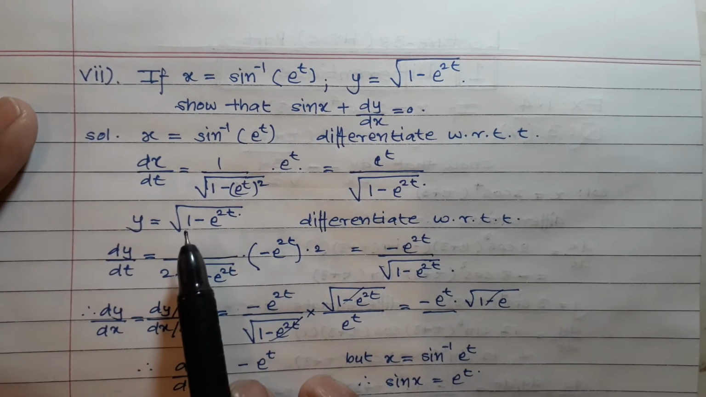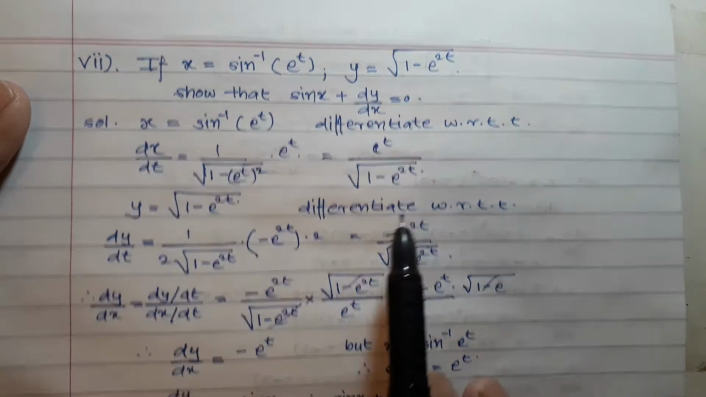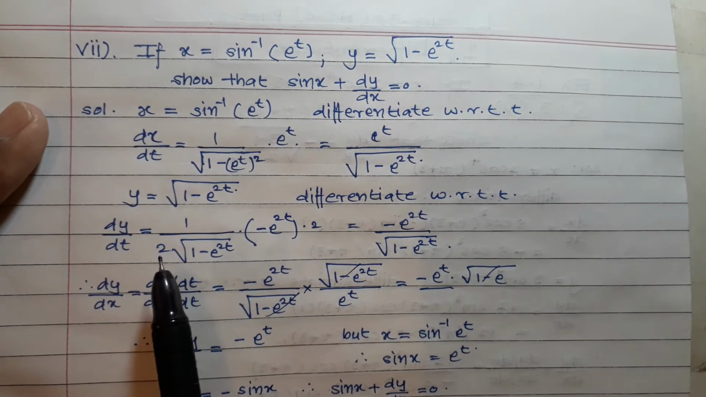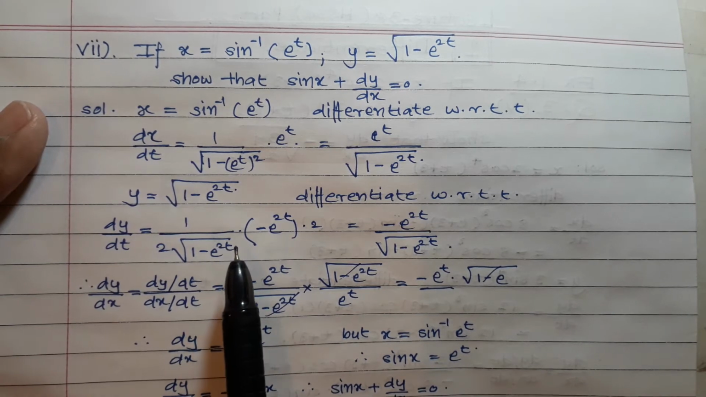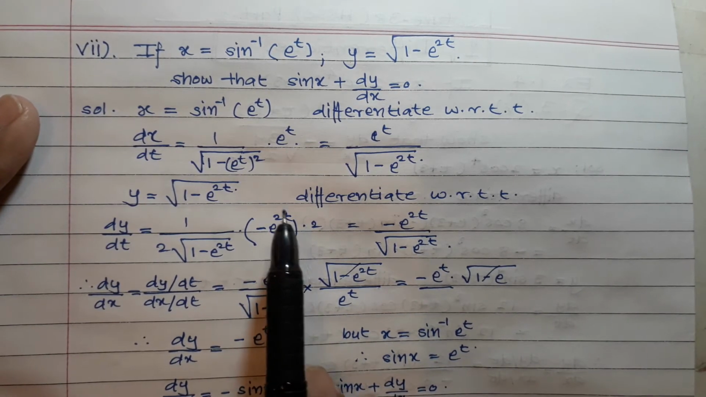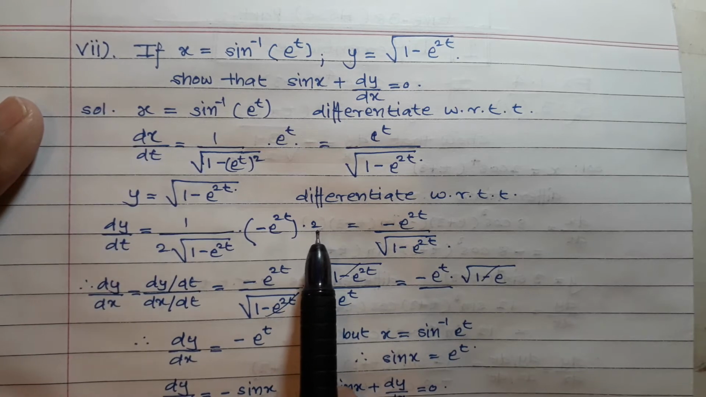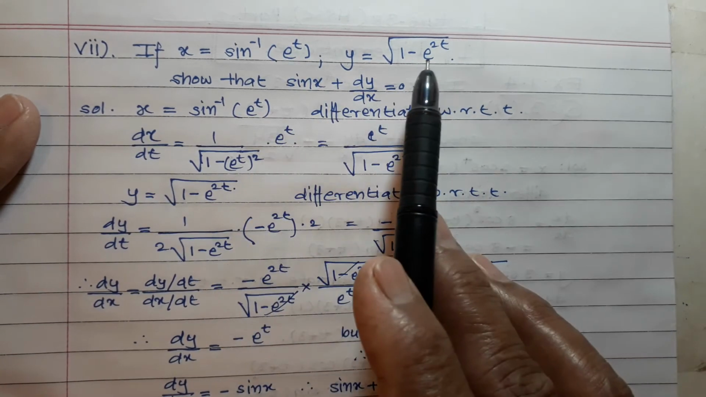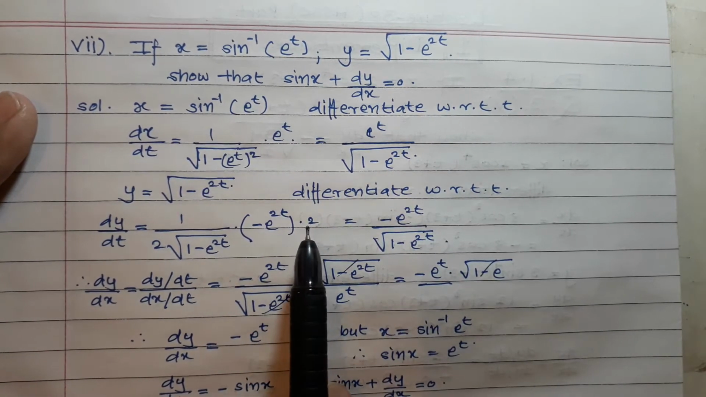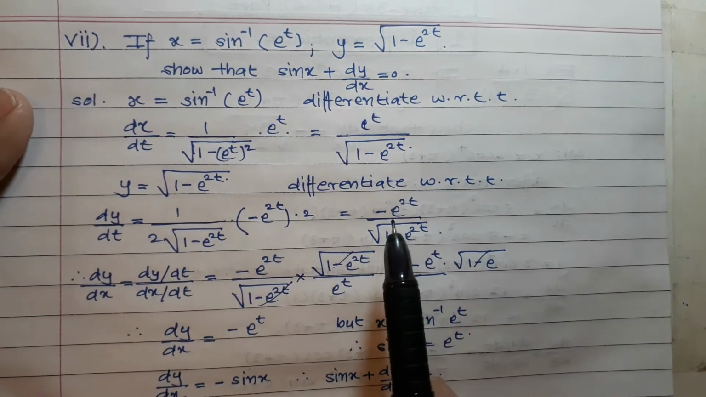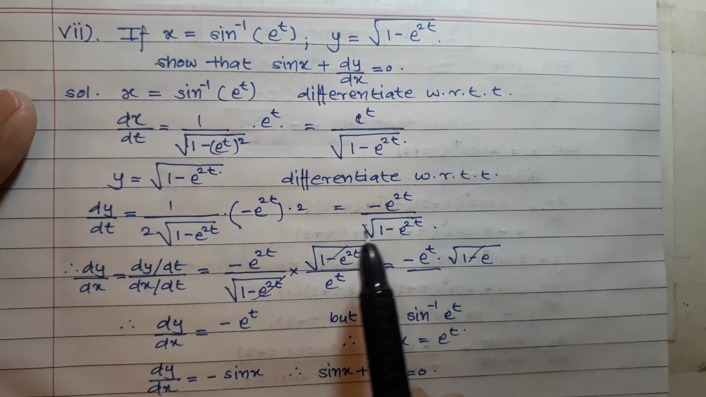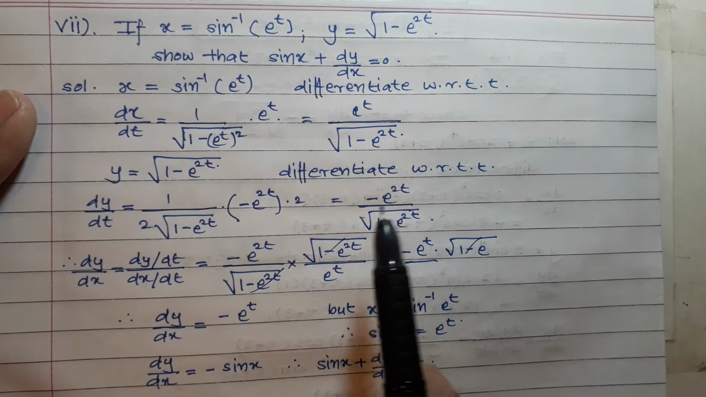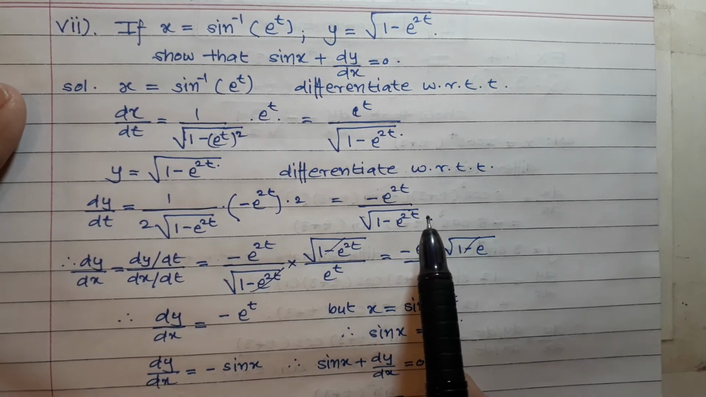Similarly, y is equal to root 1 minus e raised to 2t, differentiate with respect to t. dy/dt is equal to 1 upon 2 root 1 minus e raised to 2t, into minus e raised to 2t into 2. Remember, here e raised to t and here e raised to 2t is there, so this 2 is the derivative of 2t. If you simplify this, you will get dy/dt is equal to minus e raised to 2t upon root 1 minus e raised to 2t.